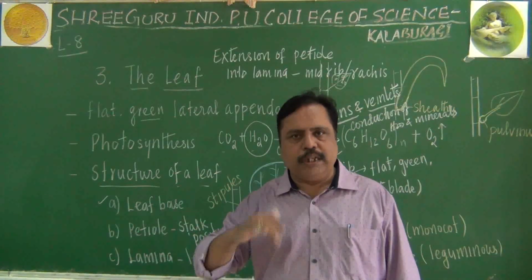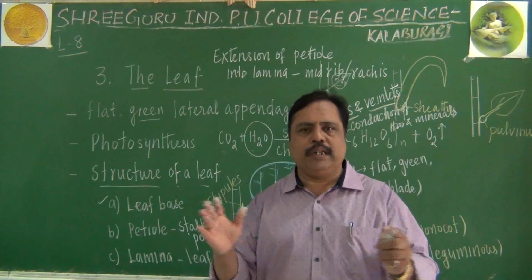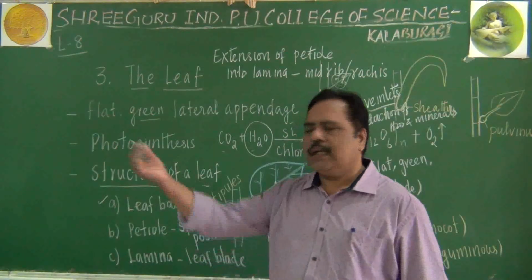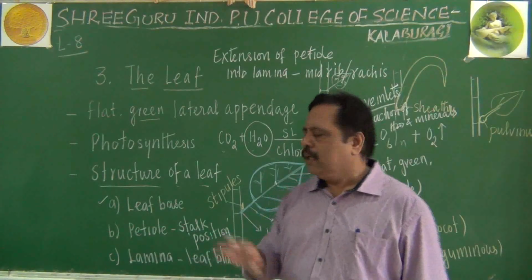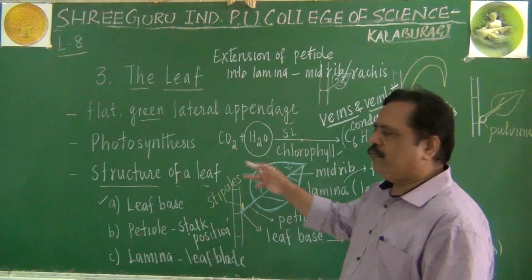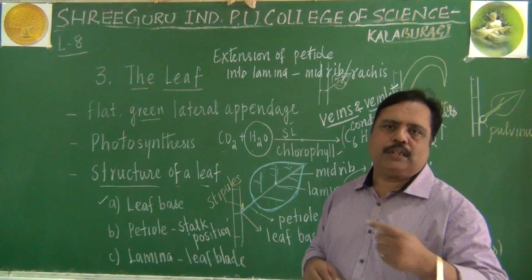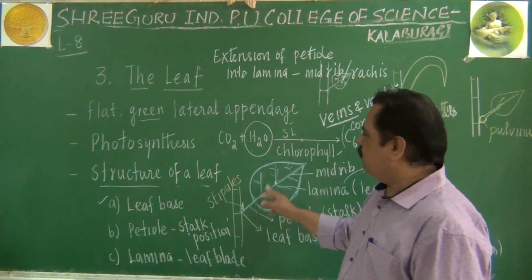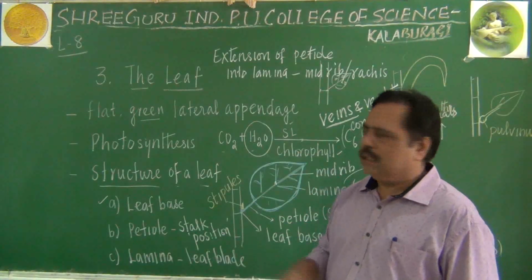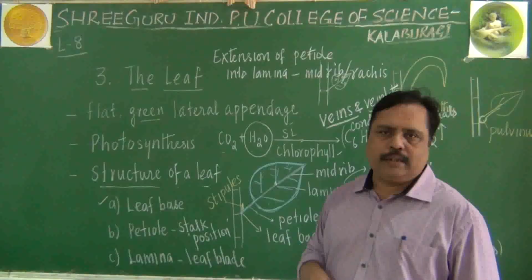Remember, in our body also we have artery, vein and all. They are helping for blood flow, blood circulation. Similarly, in a leaf also, veins are helping for water circulation. Water will be moving through the lamina by means of veins and veinlets. That is another important point.